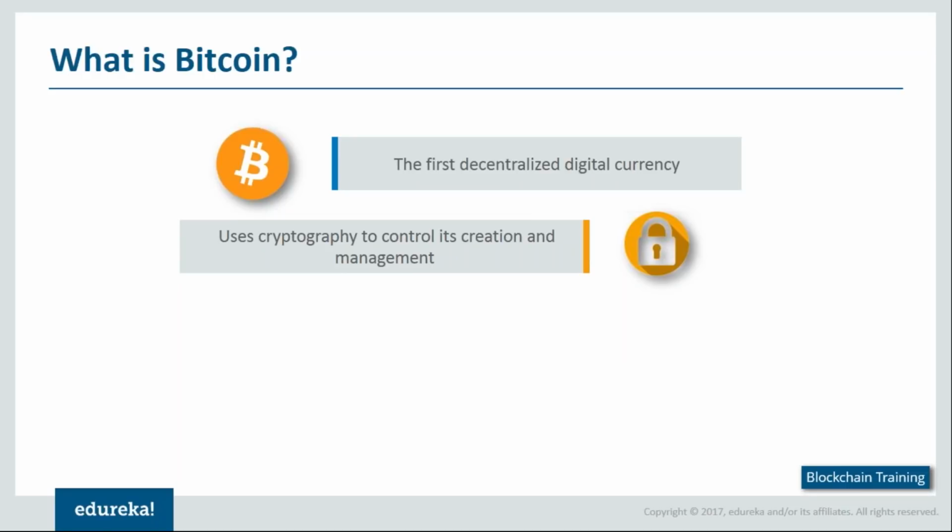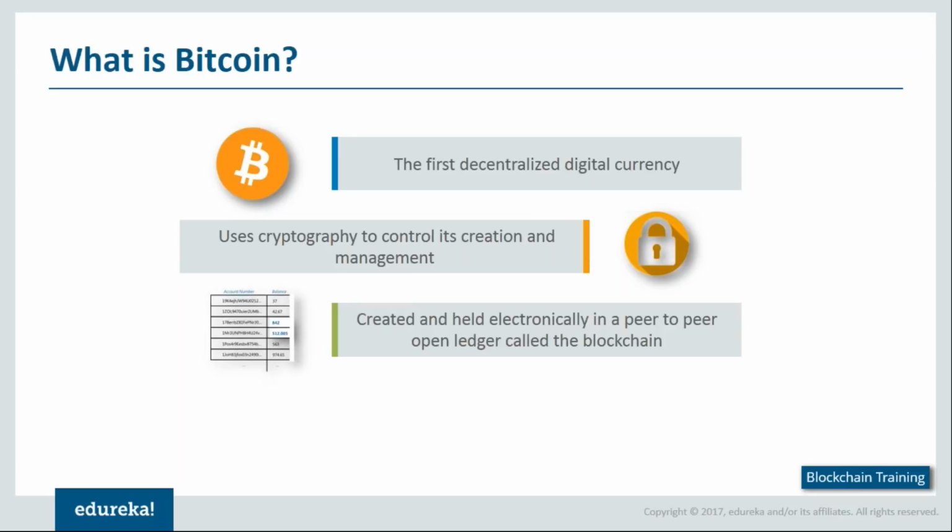Okay, that's great. Now apart from this, all the Bitcoins are created and held electronically in a peer-to-peer open ledger system. That is, the Bitcoins, even though they are created, are going to be held as part of the ledger system itself, and this ledger is completely peer-to-peer. Everyone who's part of the network gets a complete copy of this ledger, and this whole system of peer-to-peer network is known as blockchain.